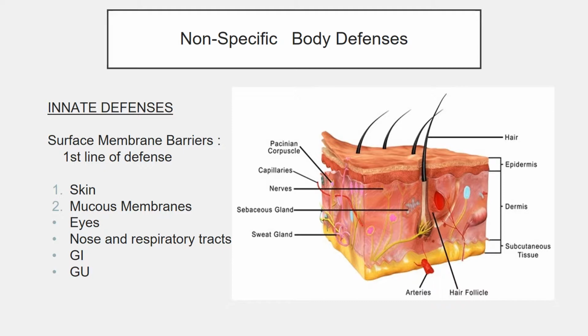In the nose and respiratory tract, there is hair and mucous membranes that keep out dirt and dust. In the GI tract, the stomach is acidic and kills most bacteria, and normal flora crowd pathogens out. In the GU tract, males have a long acidic urethra and females have a shorter urethra and a more acidic vagina, and they are more prone to infections.